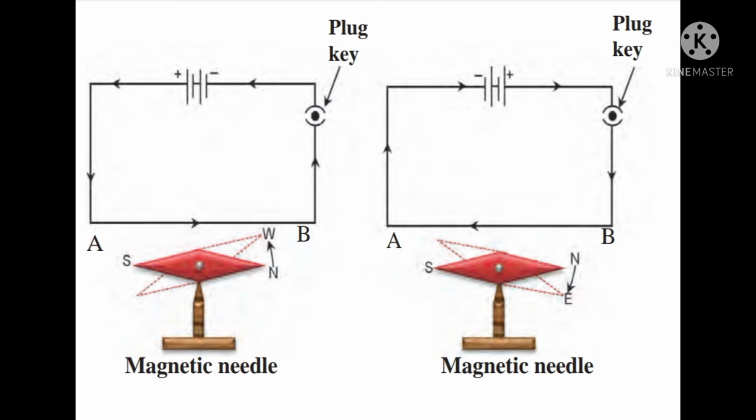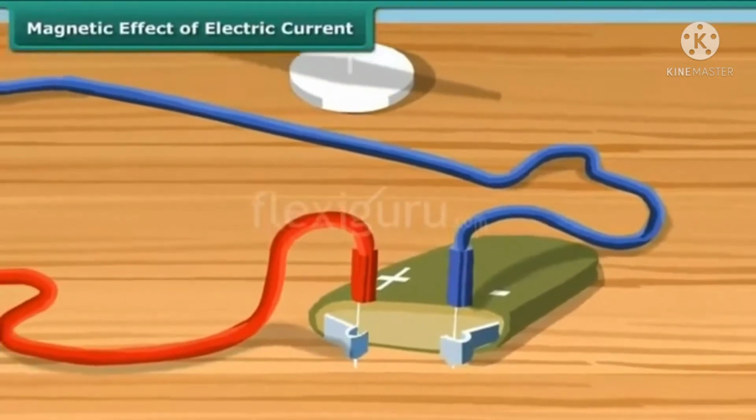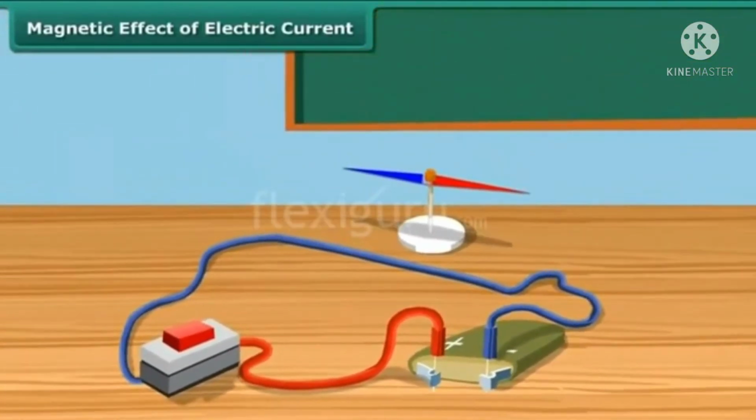Now let us study the next topic, magnetic effect of electric current. When an electric current is passed through a wire, it behaves like a magnet. Let us perform a simple experiment to understand it.